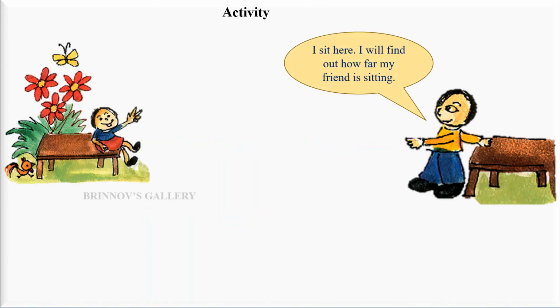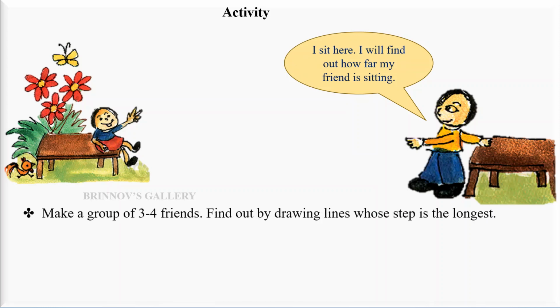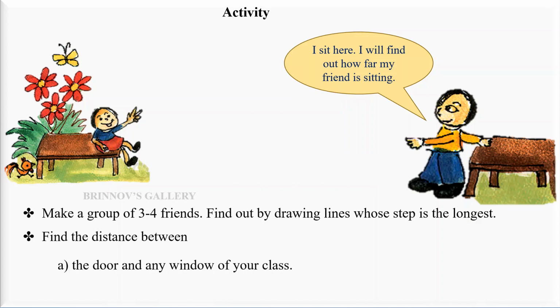Activity. I sit here. I will find out how far my friend is sitting. Make a group of 3 to 4 friends. Find out by drawing lines whose step is the longest. Find the distance between the door and any window of your class, the blackboard and where you are sitting.